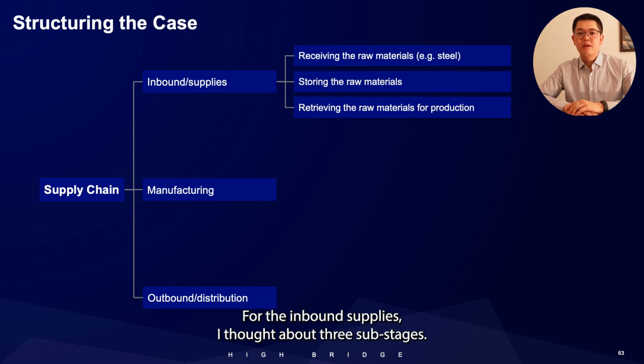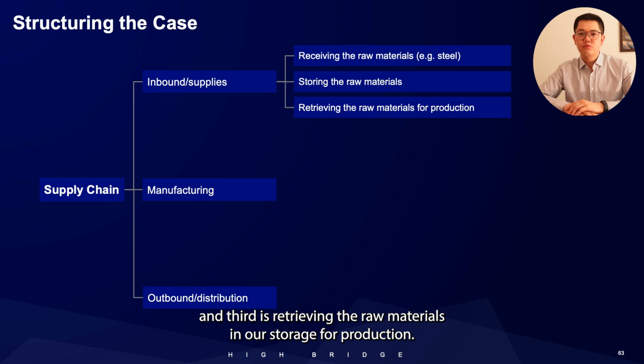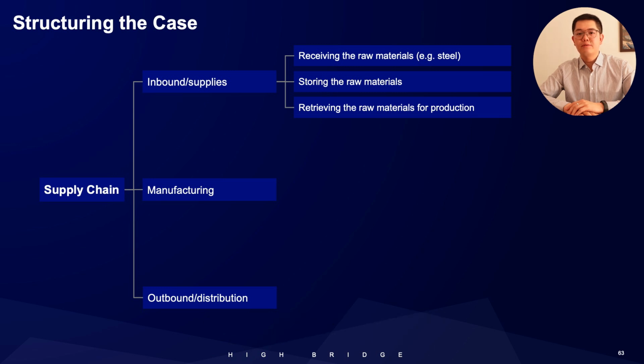For the inbound supplies, I thought about 3 sub-stages. First is the receiving of the raw materials, second is storing the raw materials, and third is retrieving the raw materials in our storage for production.